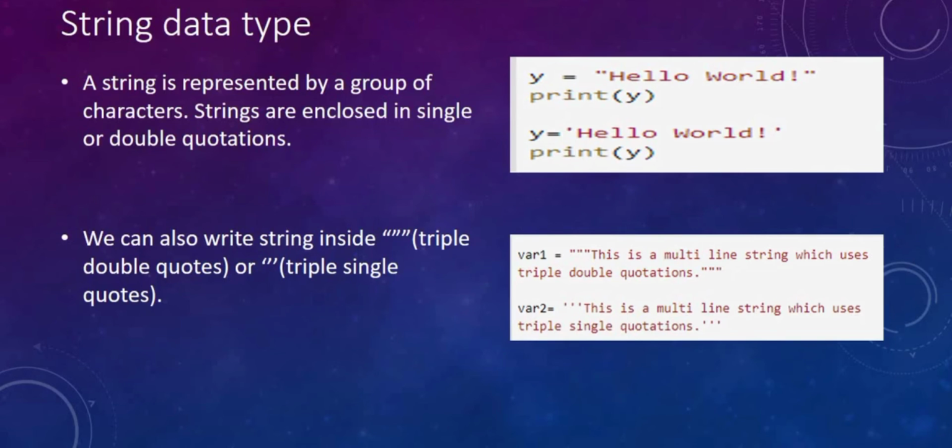Also, we can write a string inside triple double quotes or triple single quotes. For example, if you want to write multi-line strings, we can use these triple double quotes or triple single quotes as well. For example, on the right hand side, we have variable 1 is equal to triple double quotes: this is a multi-line string which uses triple double quotes. Variable 2, triple single quotes: this is a multi-line string which uses triple single quotations.